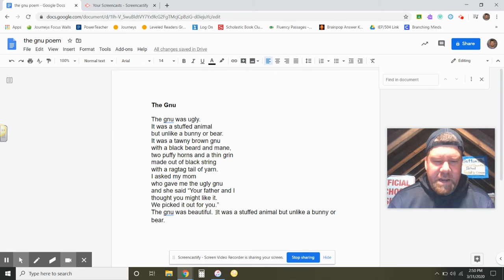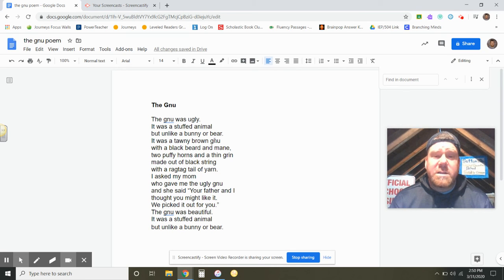It was a stuffed animal, unlike a bunny or bear. Sound familiar? Just like the beginning, right? So let's have the same types of lines at the end. It was a stuffed animal, just like the beginning, but unlike a bunny or bear. All right. So let's look at this poem now.